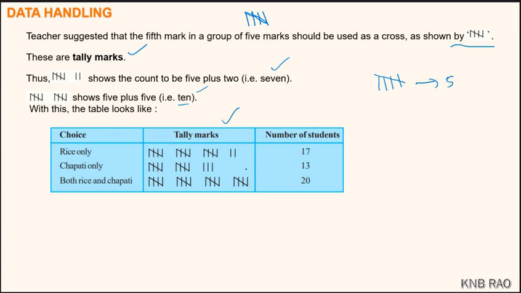Now students, here the number of students who opted for rice only is 17. The number of students who opted for only chapati is 13, and the number of students who opted for both chapati and rice is 20. Now let us take this further.